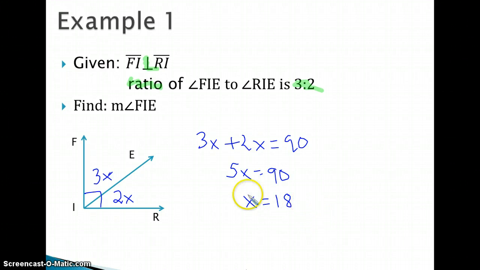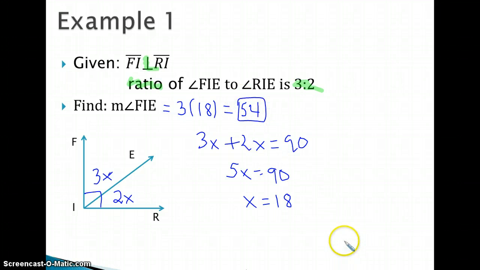Problem's not over though, because I want to find the measure of angle FIE. So 18 is not my final answer. I've got to take that 18, which is the value of x, and plug it into my 3x. So I'm going to take my 3 and multiply it by 18. And I get 54 degrees. So that's the measurement of angle FIE.